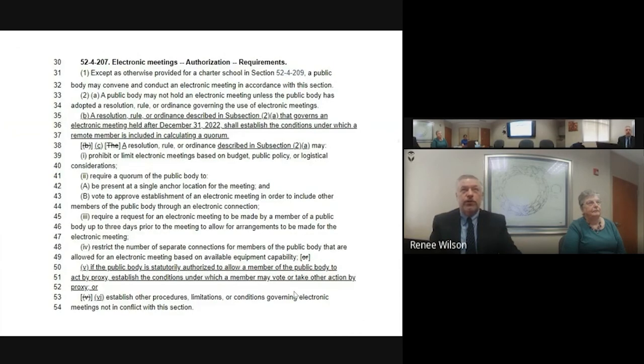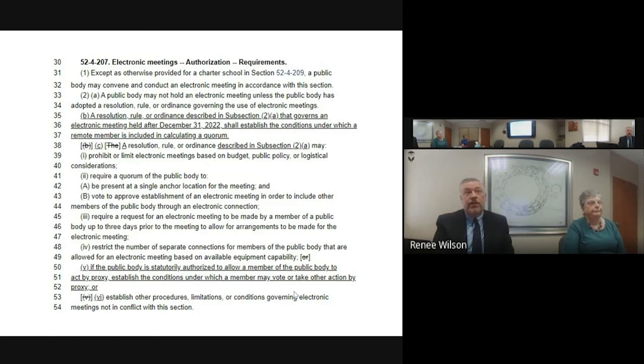With HB 22, it also says, again, that a resolution, rule, or ordinance that governs an electronic meeting held after December 31st, 2022, which means you've got a little bit of time to do this, you will establish conditions under which a remote member is included in calculating a quorum. They just want to make sure this is uniform across the board for all entities if they're doing electronic meetings.